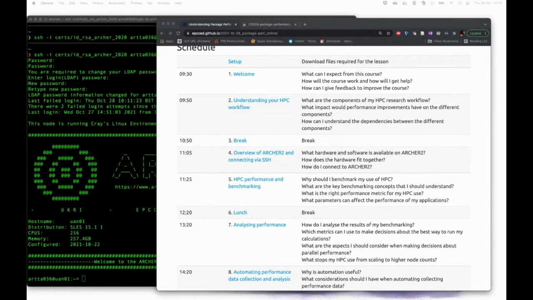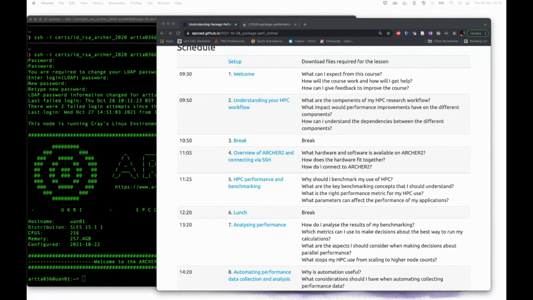Right, let me look at help. Let's see what we've got. So Samantha, which password is the first one to ask? Yeah, it's a login password. So it'll be the one from Safe. Yes, you've got to pick up your one-time Archer 2 password from the Safe site first.